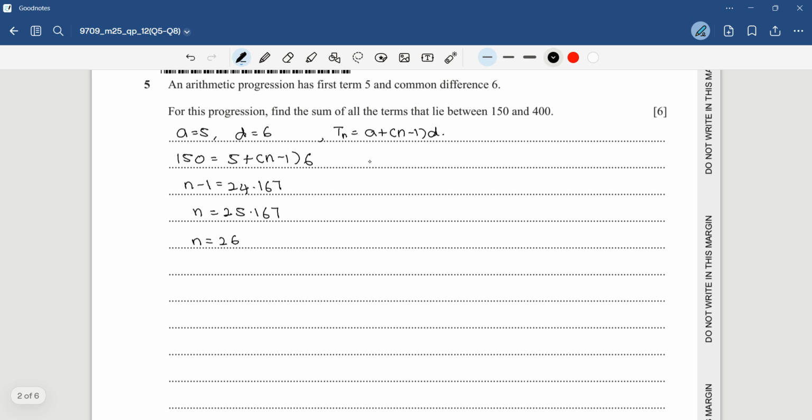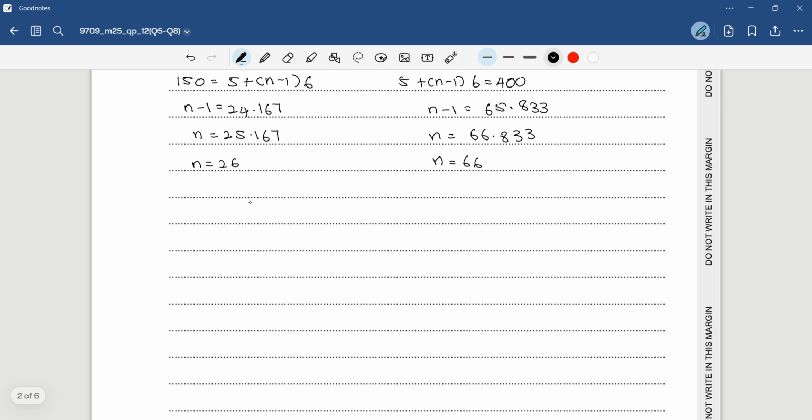Okay, and a similar method we use for the 400. So we find 5 plus n minus 1 times 6 equal to 400. Therefore n minus 1 will be 65.833, therefore n equals 66.833. So the last term is going to be n equal to 66. We only take the integers, because n cannot be a decimal number.